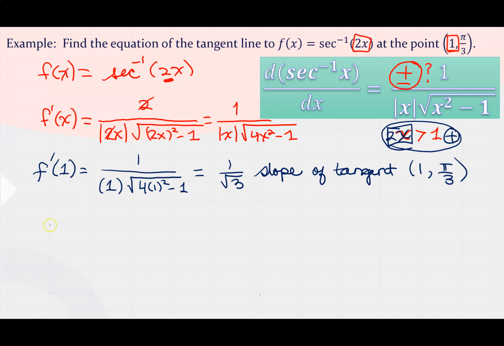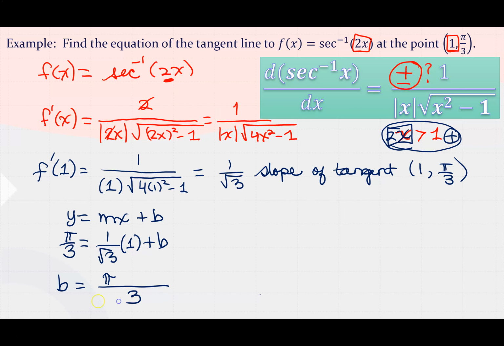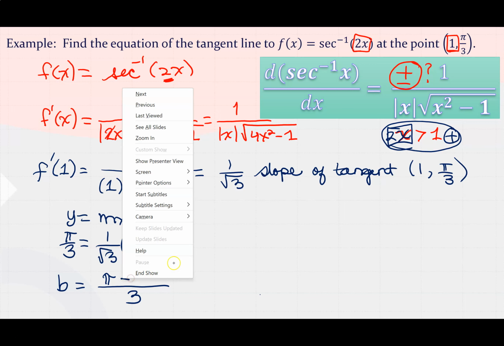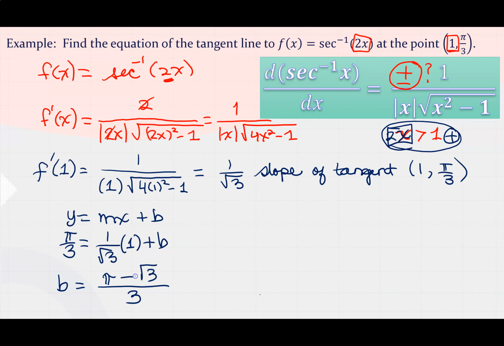To find the equation of the tangent line, you would say y equals mx plus b. Y is pi over 3. M is 1 over square root of 3. X is 1, and this is b. So b is equal to pi over 3 minus 1 over square root of 3. I'm going to rationalize as I do, and go ahead and get a common denominator of 3, and that would be pi minus square root of 3.